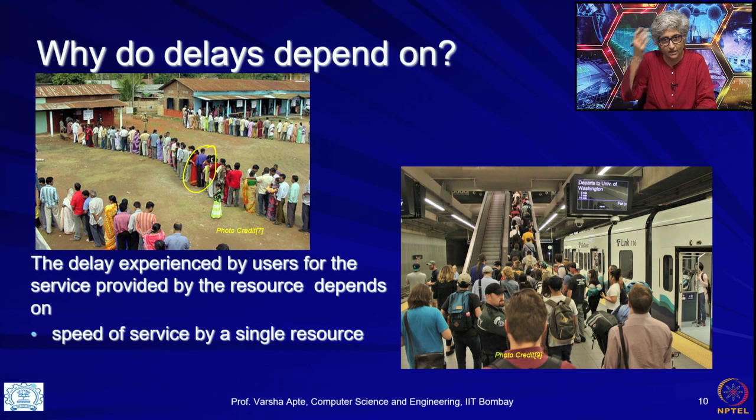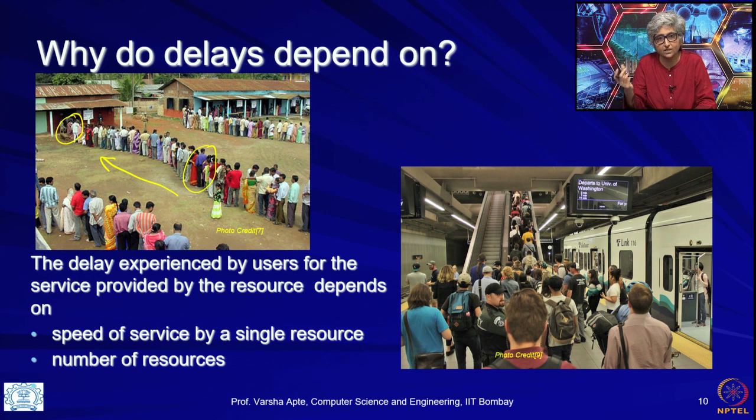Obviously, one thing that will come to our mind is the speed, right? So how long does the poll worker take to check the ID of one person? If it is 1 minute per person, the delay from here to here for this person will be less. If it is 5 minutes per person, it will be more, simple as that. So speed is, of course, a rate. Can the poll worker check 60 IDs per hour versus only 10 IDs per hour? So that is the speed.